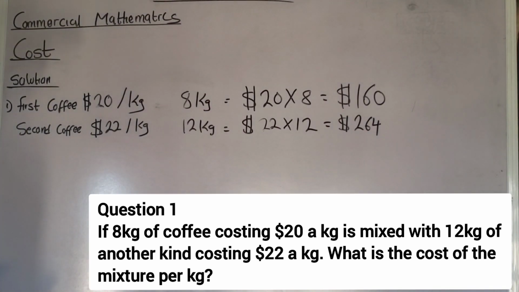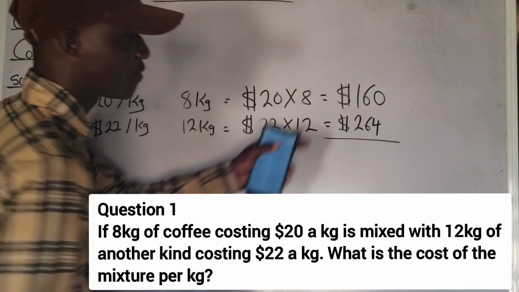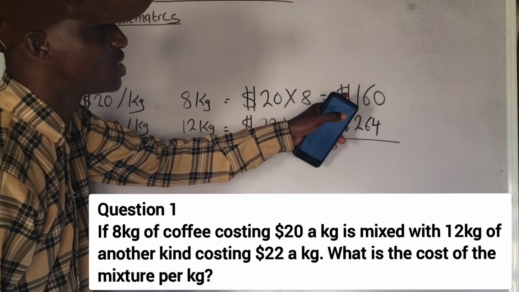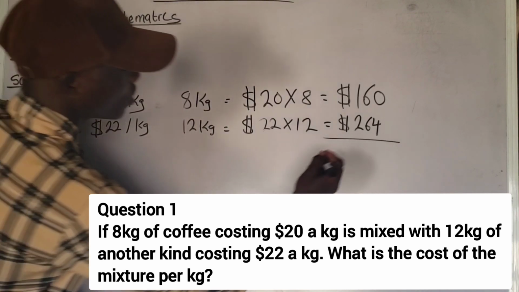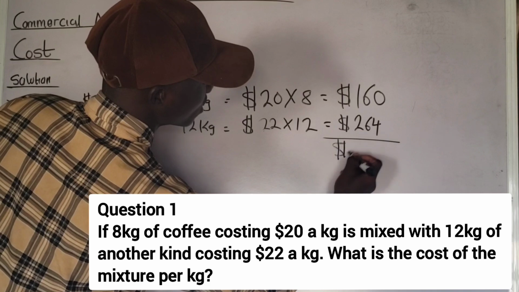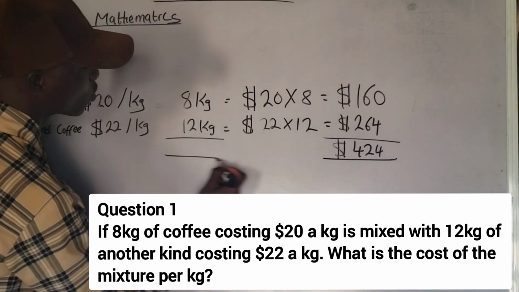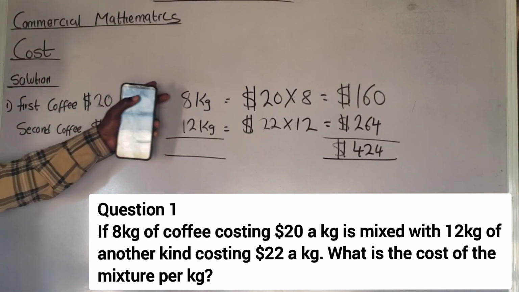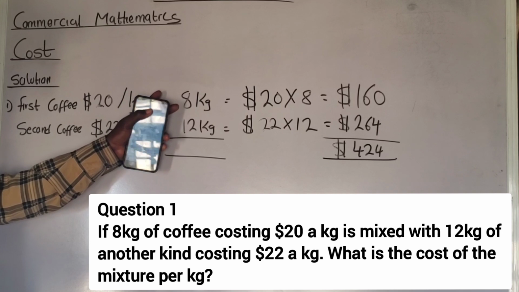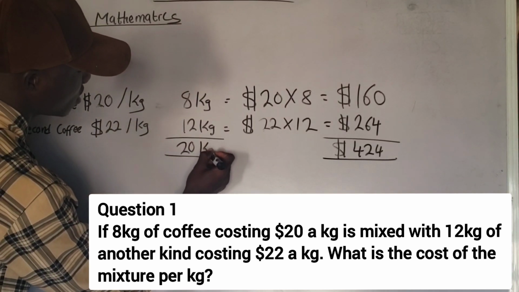So the total cost will be $160 plus $264, and if you add both together, you are going to get $424. Okay, now this is the total cost. Now we need to get the total kilogram also. The total kilogram of the mixture will be 8 kg plus 12 kg. That will give us 20 kg.